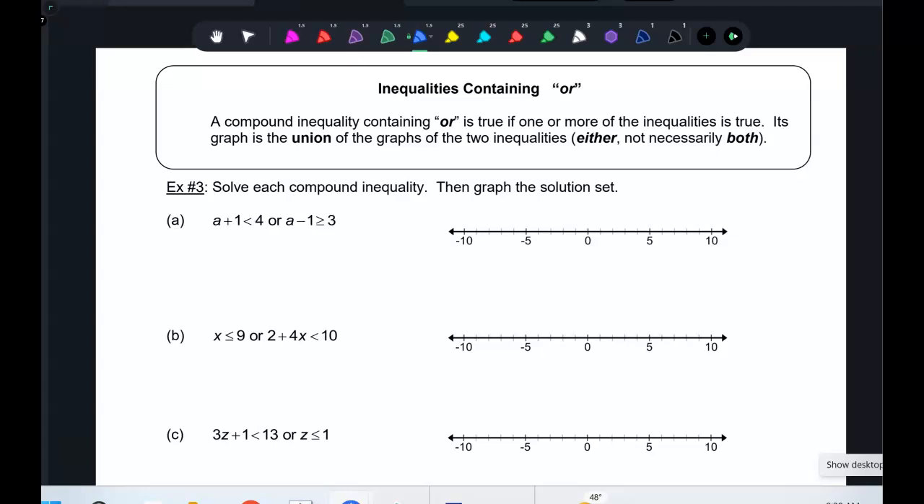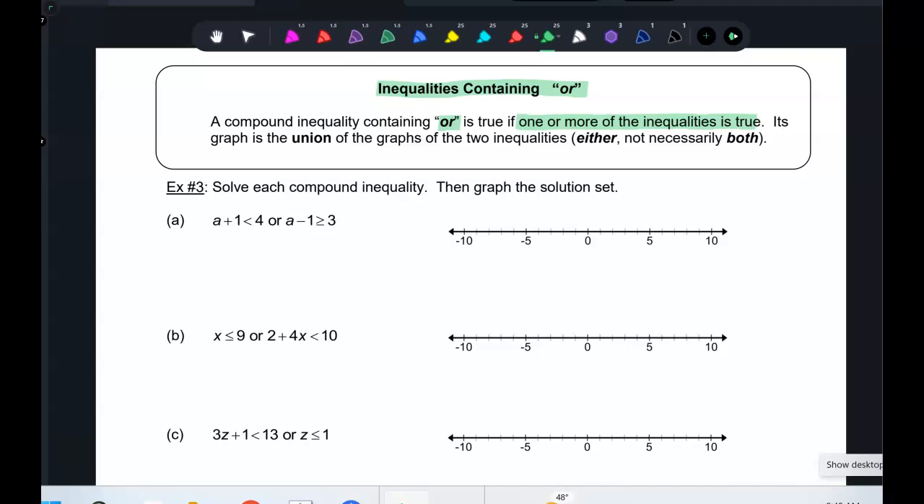Every once in a while, they do overlap. So I want to make sure we understand that if you see the word or, it means one or more of the inequalities is going to be true. For example, if we go back to the and, I need all my numbers to be true for both statements. Let's say 0. Is 0 less than 4? Yeah. And is 0 greater than or equal to -1? Yeah. So with the word and, we need both of them to be true. With the word or, we need one or the other. So you need one to be true.